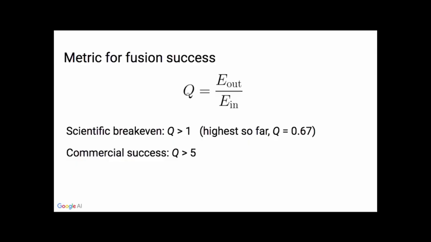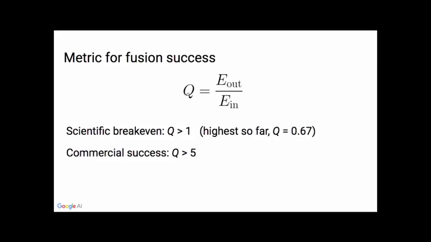It's always nice to be in a field where you have a metric, and there's a metric for fusion success, and it's called Q. It's very simple. It's the ratio of the energy out that you get from fusion divided by the energy in, the energy required to maintain those plasma conditions. And everyone is chasing after something called break-even, or scientific break-even, and that's when Q is greater than 1. That will be quite an accomplishment. The highest Q so far was done by the JET tokamak. Very briefly, it attained Q equals 0.67 back in 1997.